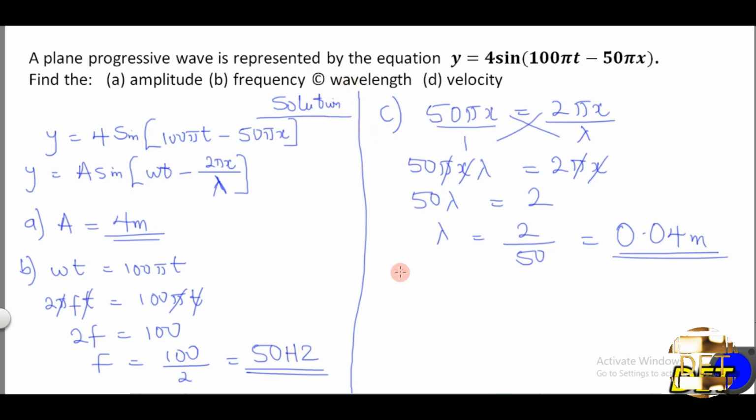Then question D is to look for the velocity. I should know that velocity is equal to what? fλ. This is the formula for velocity. So my velocity now will be equal to, what is my f? My frequency is 50 and my wavelength is 0.04. So 50 times 0.04 will give me 2 meters per second. This is my answer, right? It's very simple and straightforward.